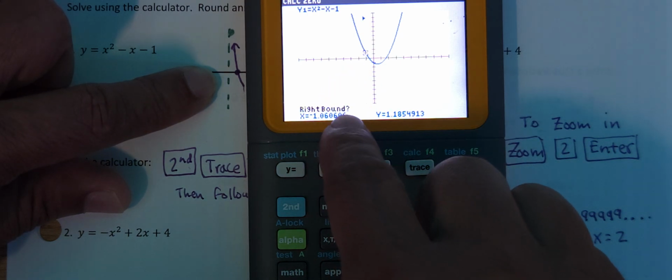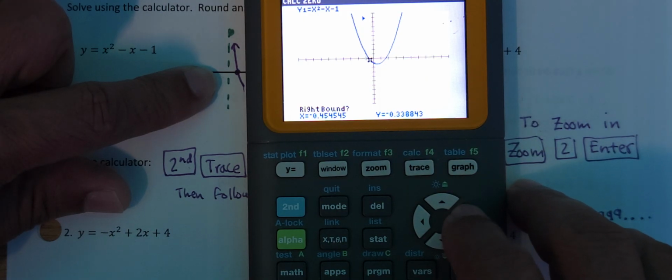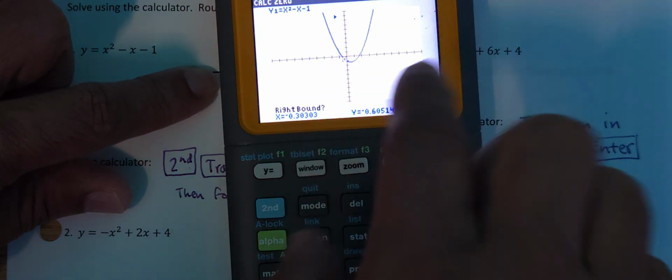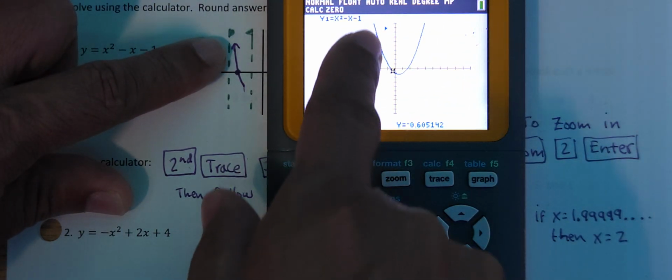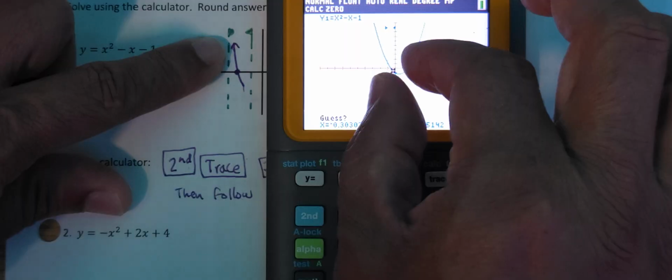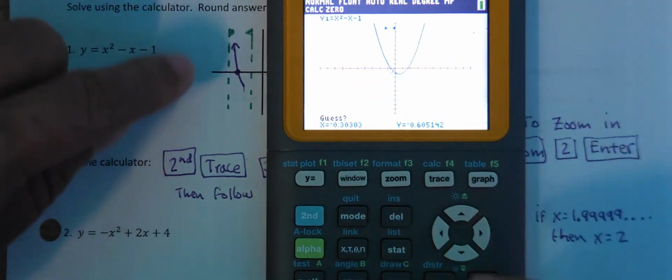Press enter, and then it wants me to get the right bound. So that means after the graph crosses the x-axis. So I'm going to get below the x-axis, and that should be close enough. Notice you have that interval here, and then I'm going to press enter again to get the interval. So it's asking me, okay, I'm going to find the intersection between these two values. So you see them as lines here.